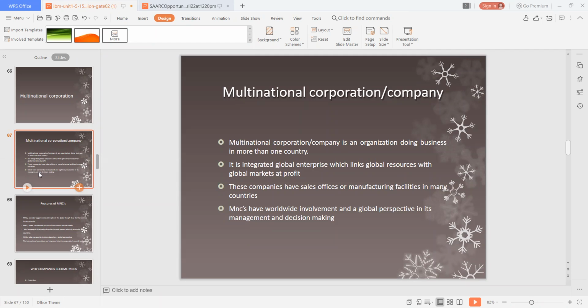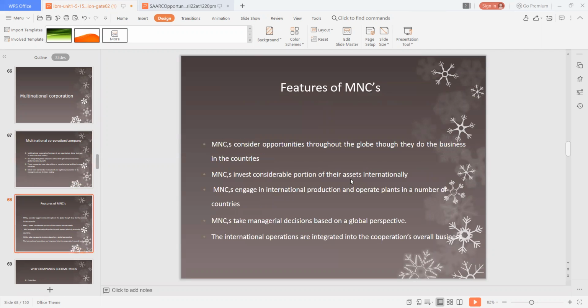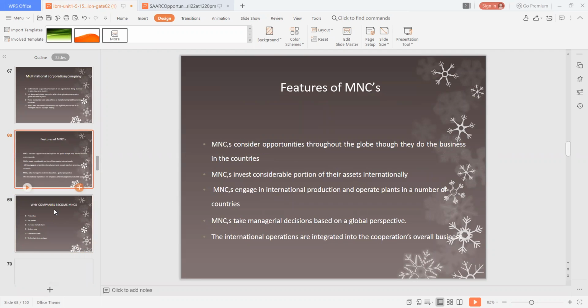A lot of you know the role of MNCs, and various companies are there. MNCs consider opportunities throughout the globe. They do business in many countries. MNCs invest a considerable portion of their assets internationally. MNCs engage in international production and operate plants in a number of countries. They take managerial decisions based on a global perspective. The international operations are integrated into the corporation's overall business. These are some of the features of MNCs.